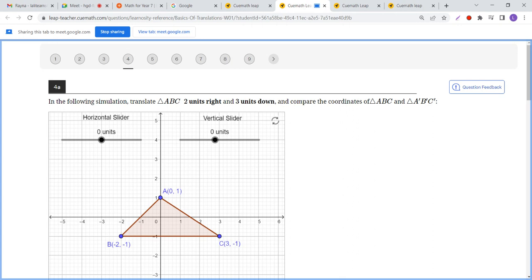Yeah, negative 2. It's 3 units down. First you say the x axis, isn't it? Then you say the y axis. So x will be 2 and y, negative 2. 2 and negative 2, correct. And what about B? From negative 1 it will be the same, 2 units right, 3 units down. It will be 0 and negative 4. Okay, and C? 5 and negative 4. Okay, correct.